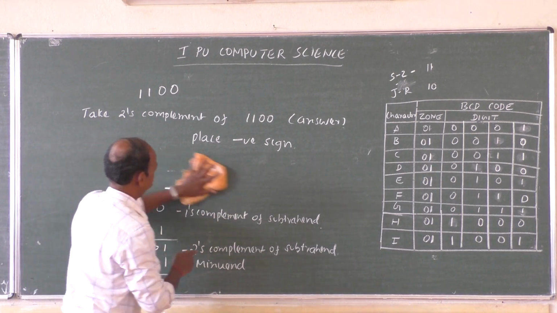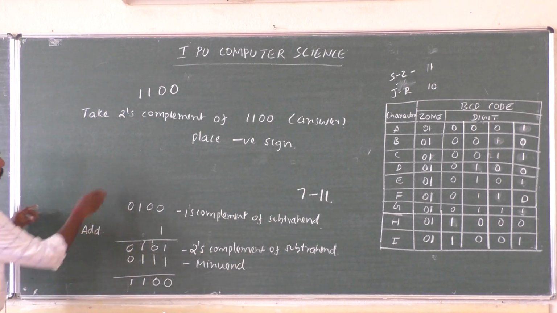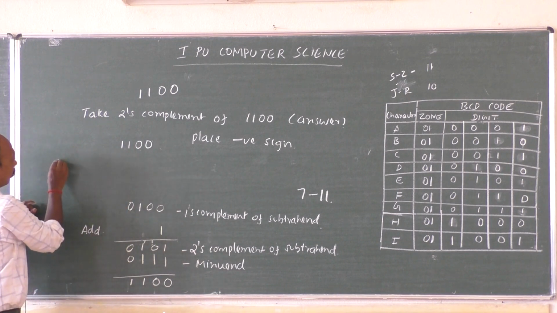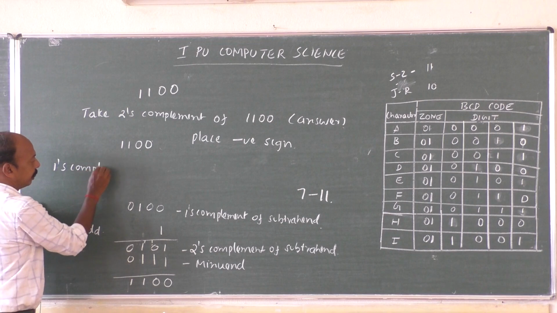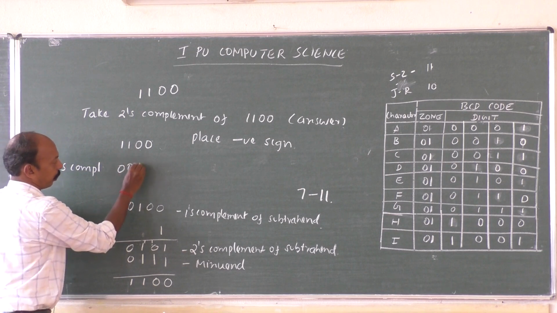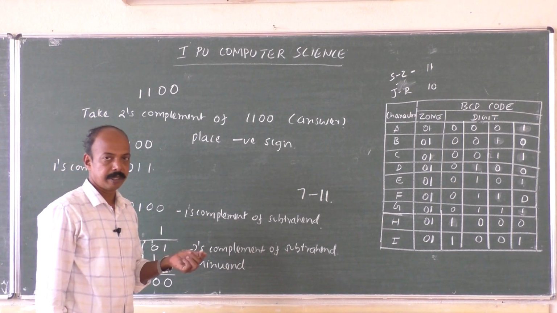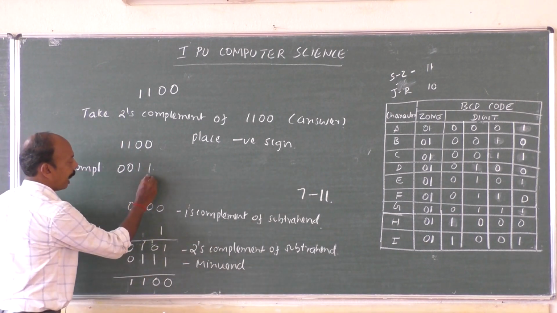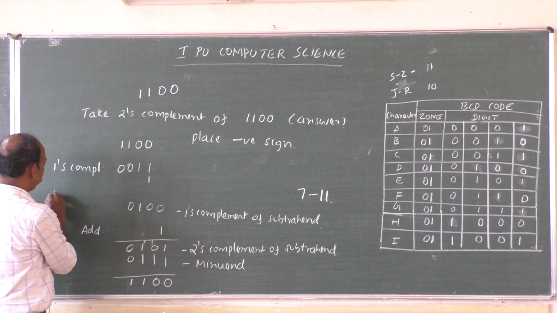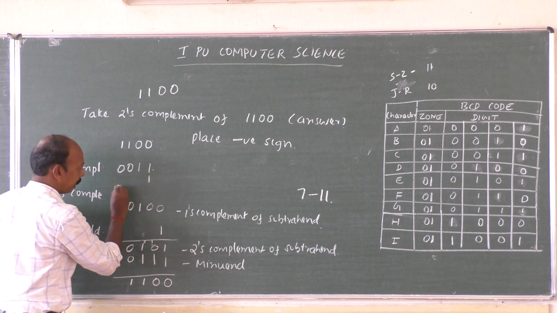Let me erase this. The value is 7 minus 11. 1 1 0 0. Now take 1's complement. 1's complement of the answer will be 0 0 1 1. That is 1's complement of the answer. How will we take 2's complement? Add 1 to that. So now it will be 2's complement. So when we add 1 to that, what will be the answer?